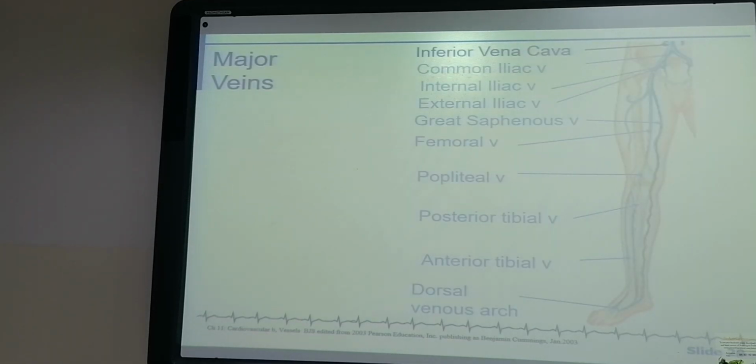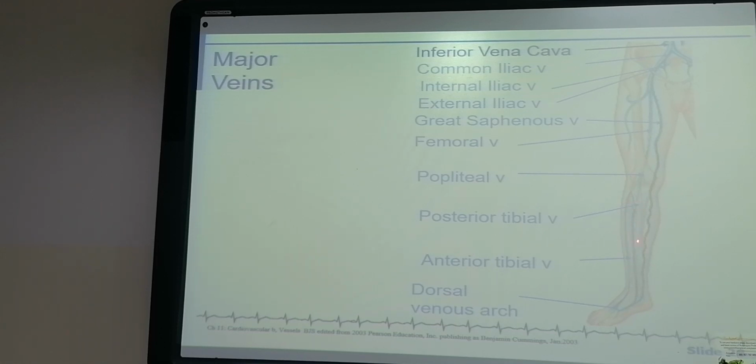The major vein from the extremity is coming from the dorsal venous arch. Then we have the anterior tibial and posterior tibial veins, which join the popliteal vein, then they join the femoral vein, and we also have the greater saphenous vein. This one is also taking blood from the lower part of the body, the extremity, upward.